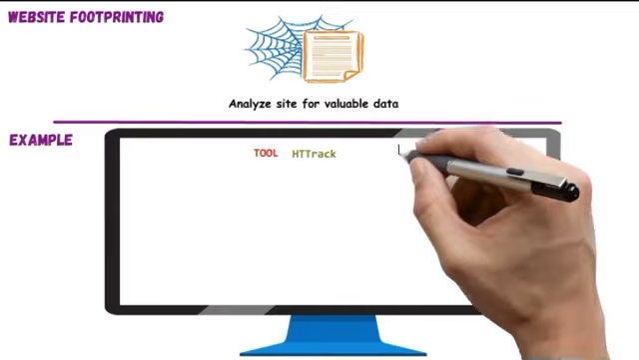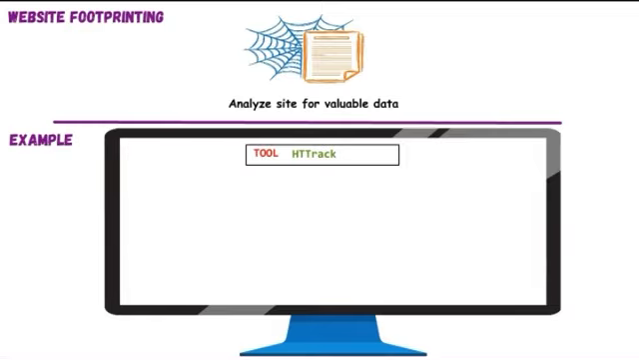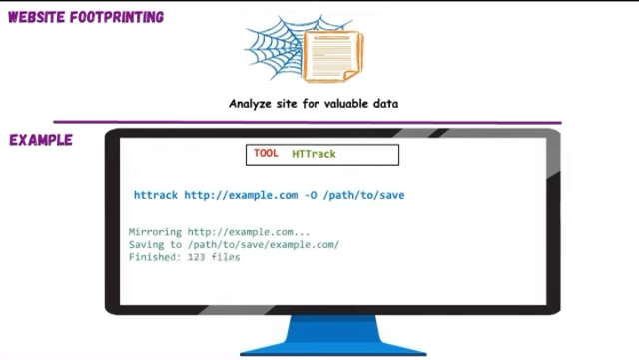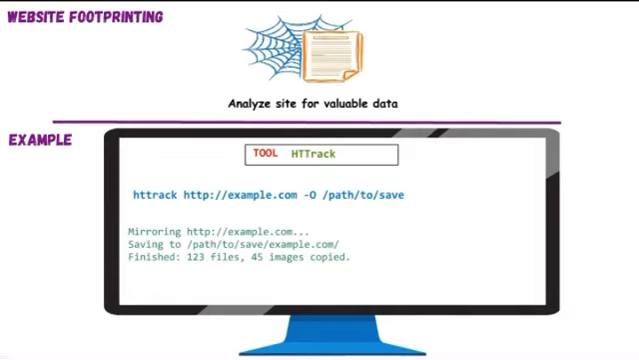We will use HTTrack, a versatile tool available both as a command line and GUI application, to do this. We run httrack with the website URL and a path to save. This command instructs HTTrack to download the entire example.com website to a specific local directory for offline analysis. As a result, HTTrack confirms it's mirroring and has saved the content, indicating the number of files and images copied.